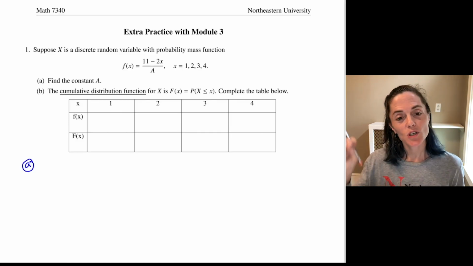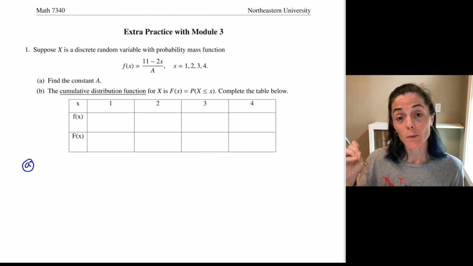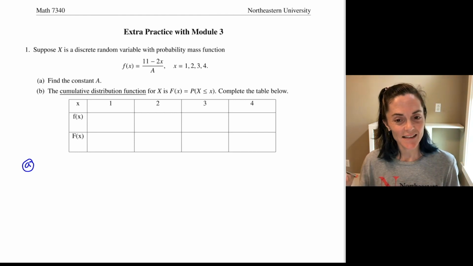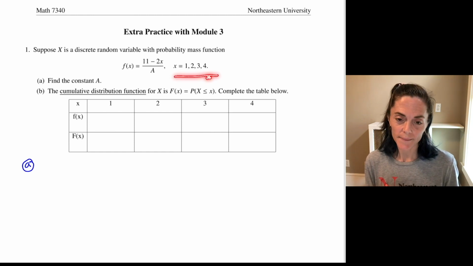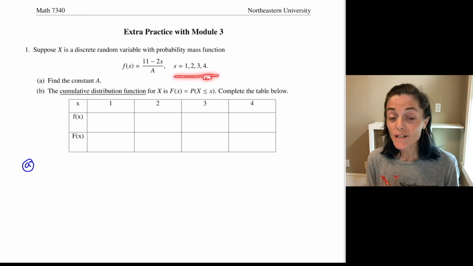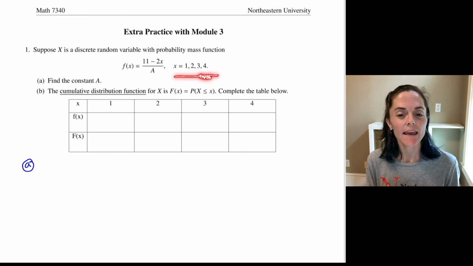Number one, we have a discrete random variable. We're given the probability mass function, except initially we don't know what capital A is. We have the support here, 1, 2, 3, 4. First thing, find the constant A.